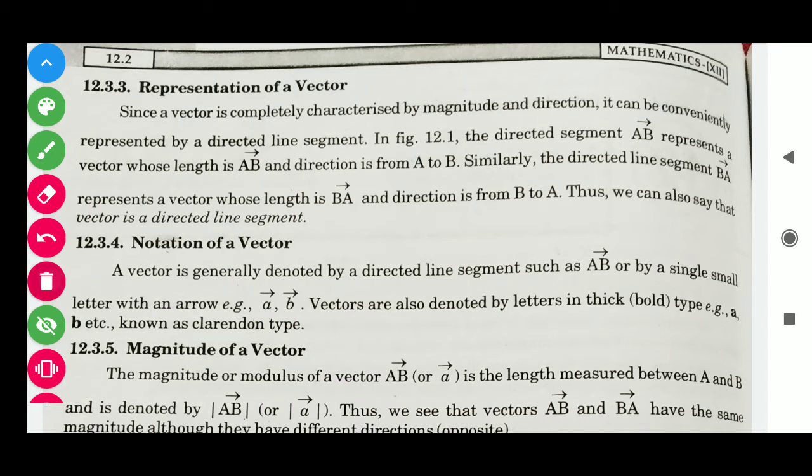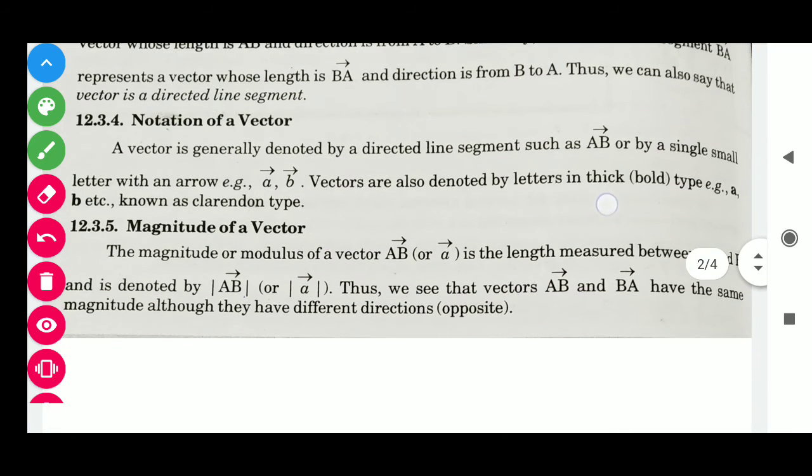Next is the magnitude. What is magnitude? The magnitude or modulus of a vector AB is the length measured between A and B. Suppose students, if you want to find the length of a vector A to B, then in this way you have to calculate the magnitude. That is, we have to calculate the modulus of AB vector.